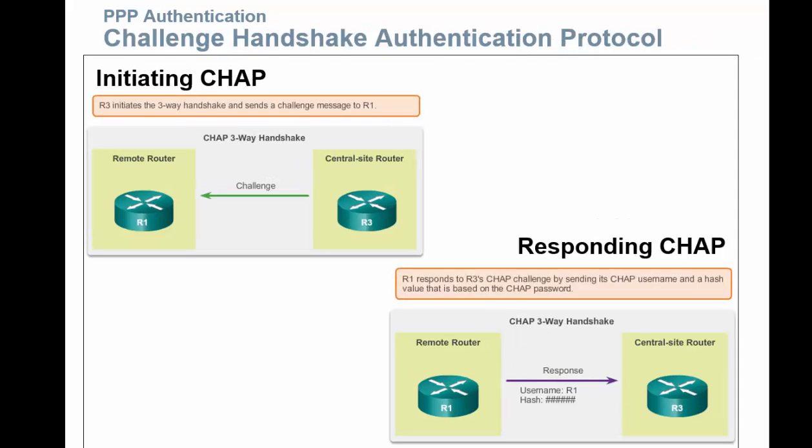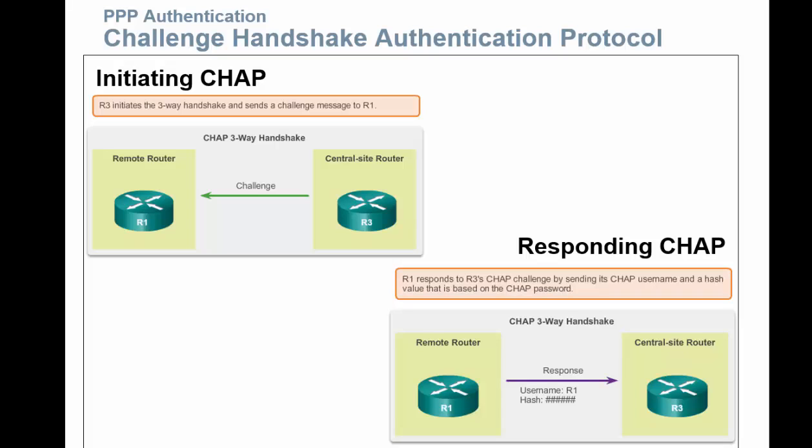When we do CHAP, or the Challenge Handshake Authentication Protocol, Router 3 is going to start this one out. Router 3 initiates the three-way handshake and sends a challenge message to Router 1. Router 1 is then going to respond to Router 3's CHAP challenge by sending its CHAP username and a hash value that's based on the CHAP password.